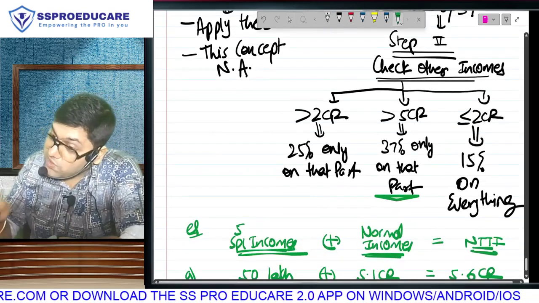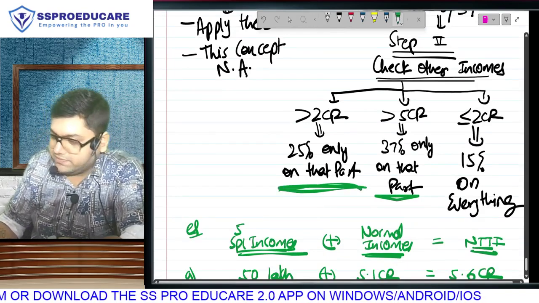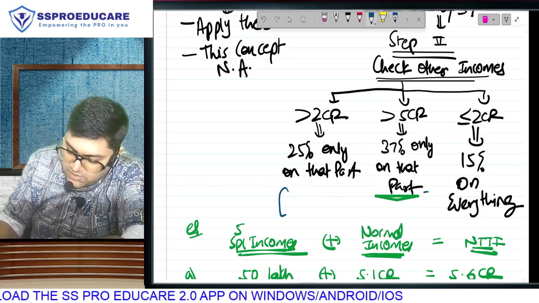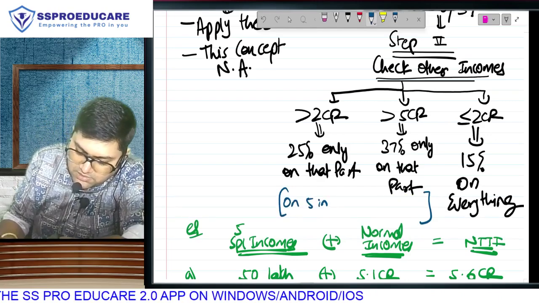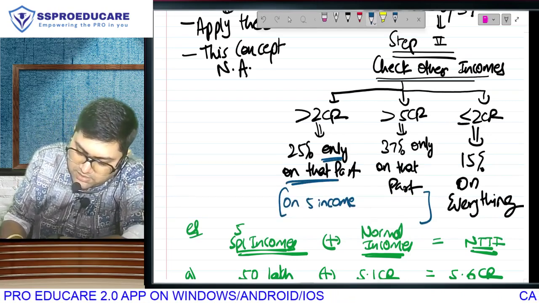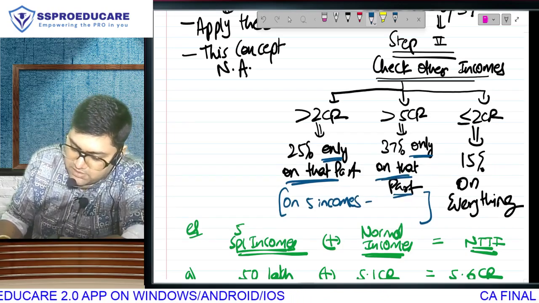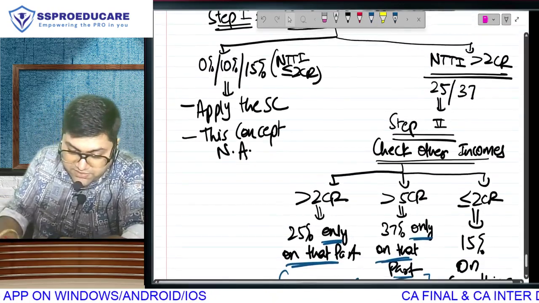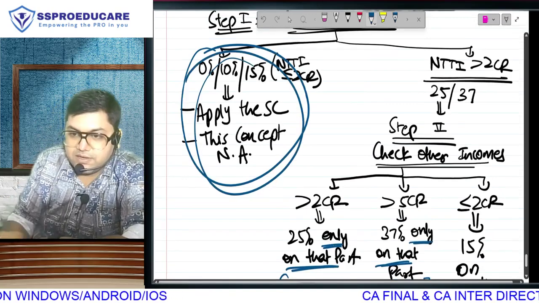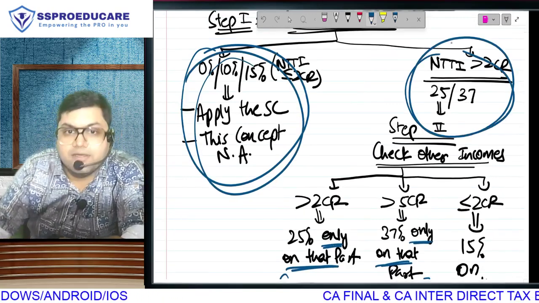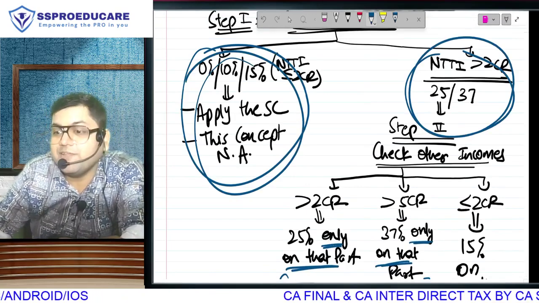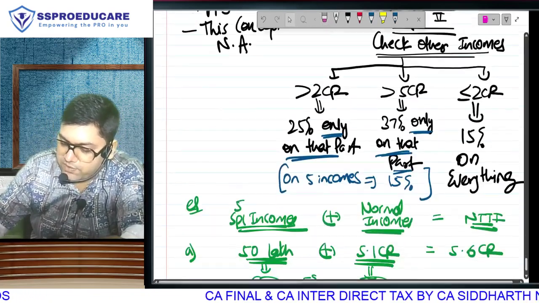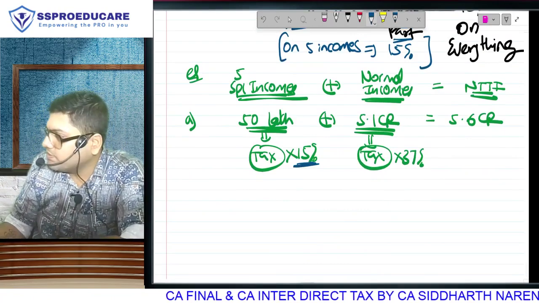37% will come only on that other income. If it was between 2 and 5, then 25 will come only on that other income. However, on the special incomes, while we are not applying 25 and 37, 15% is always going to be applicable. If the answer was 0, that means we are here. If the answer is 10, that means we are here. If we are on this side, 15 is applicable, and 25 or 37 may or may not be applicable. All the discussion is happening only for 25 and 37. 15 is going to be applicable.